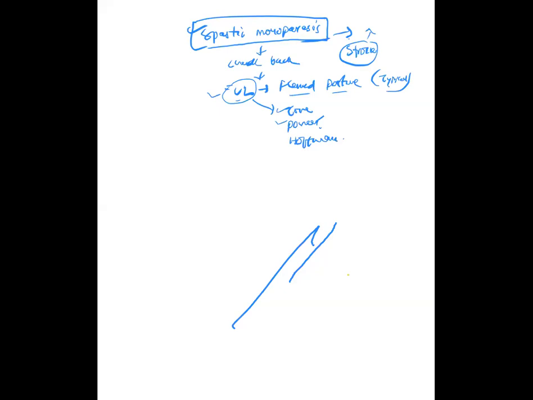If there is time allowed, I can check the reflex and Hoffman sign. Then, if time allowed, I will go to the eye, or I will go to the 7th nerve. But usually time will not permit me. So this is a case of spastic monoparesis.